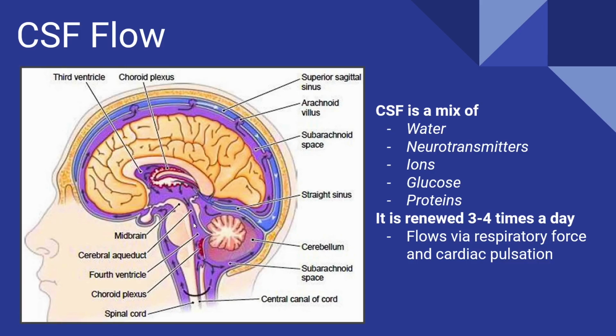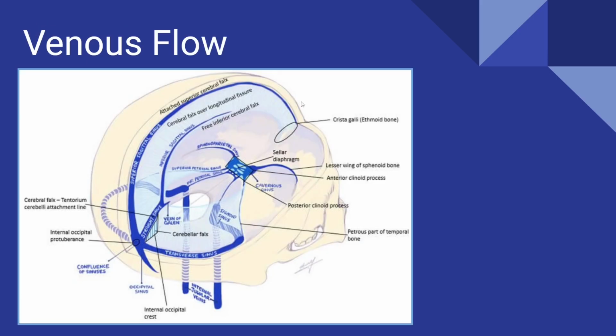So what's going to happen is this will filter and supply the brain with other types of nutrients. CSF has a lot of water, neurotransmitters, different ions, glucose, proteins. And it's going to come up to your arachnoid space, and that's where it filters out, almost like a glomerulus in the kidney. And then that's what enters your venous system. So that's how the CSF is filtered. And then you can see your venous flow. It's a lot of these sinuses that drain down into your jugular veins and out of your head.